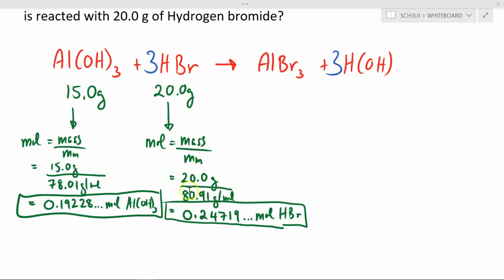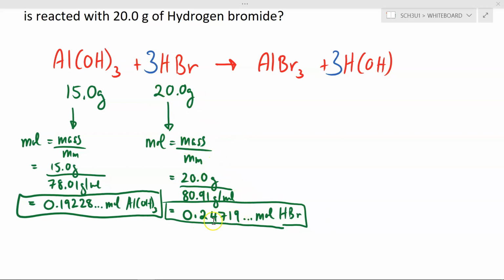Now be careful, do not factor in this coefficient when calculating the molar mass. You will factor in this coefficient when you do the ratios. But if you do it at the ratios and also the molar mass, you end up tripling your value, and that's not going to give you the right answer.